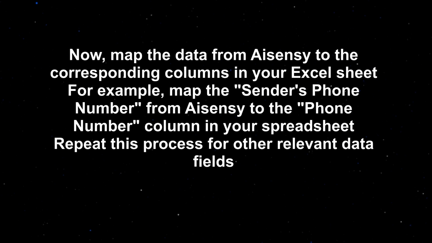Now, map the data from Aisensy to the corresponding columns in your Excel sheet. For example, map the sender's phone number from Aisensy to the phone number column in your spreadsheet. Repeat this process for other relevant data fields.